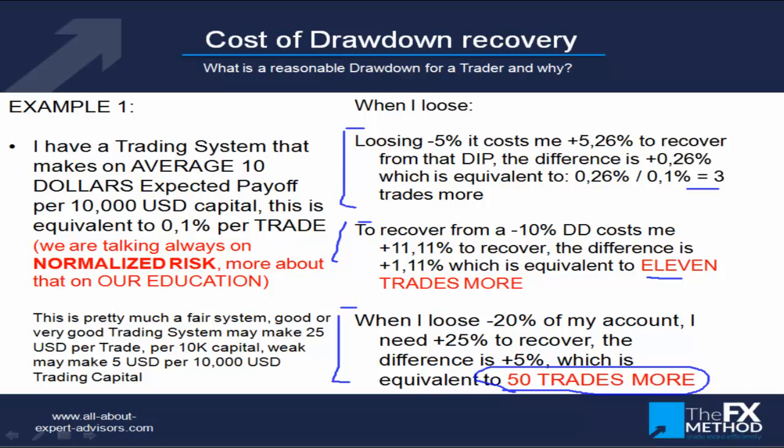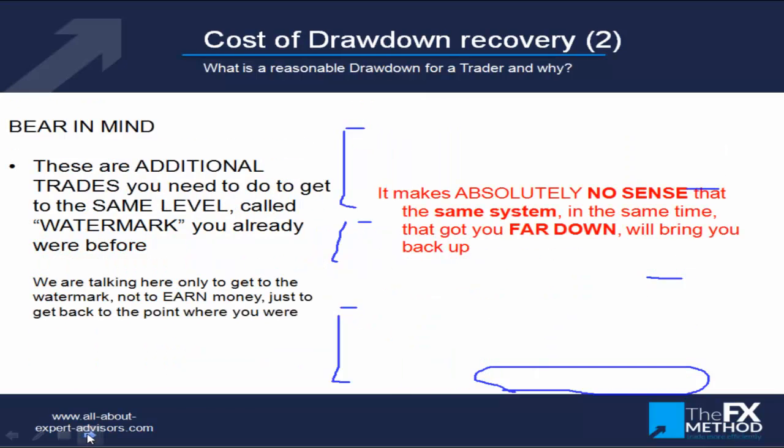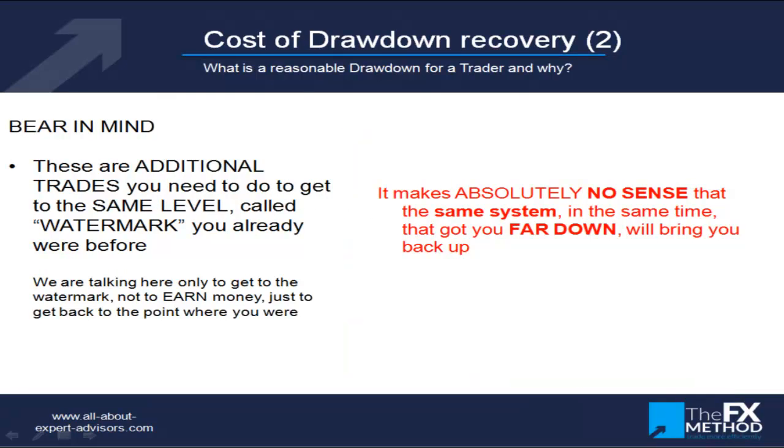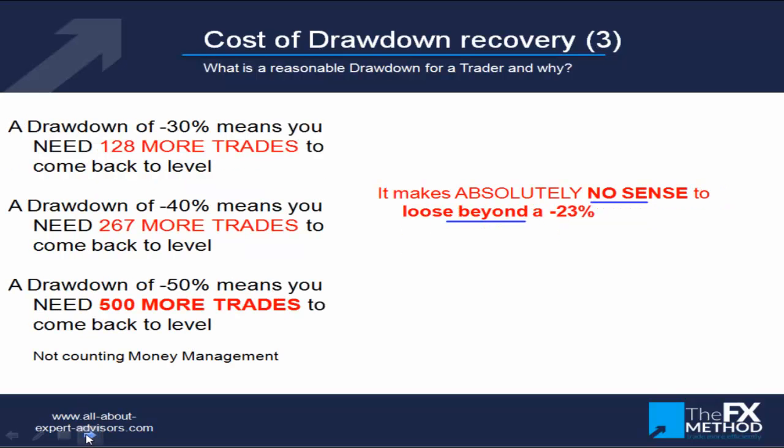Why? Because it makes no sense. The same trading system makes absolutely no sense. If you talk to me and you need to trade another trading system, we could be talking about it, but not the same one. So you see 20, 25%, 30% are really very bad figures already. Okay? So it makes no sense to think that the same system will bring you back. Okay? So you really need to ingrain into your brain this figure, 23%. It really helps a lot.